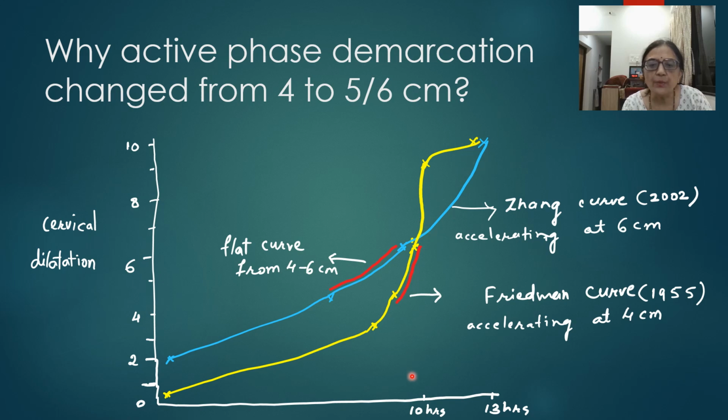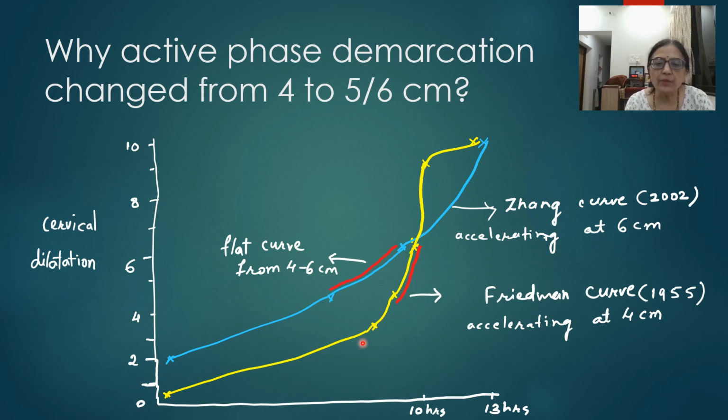and the patient delivers. So up to 10 hours, according to the Zhang curve, there is a gradual change in dilatation from 4 to 6 centimeters. It is not within an hour or less than that. It takes more than 2-3 hours from 4 to 6 centimeters, which is the main difference between Friedman and this Zhang curve. I request all the students to practice this diagram, so that in examination, if you get this theory question on dystocia, you should be able to draw this.